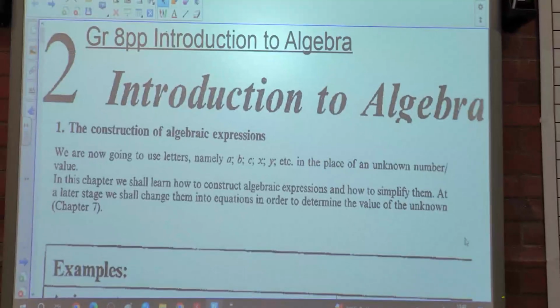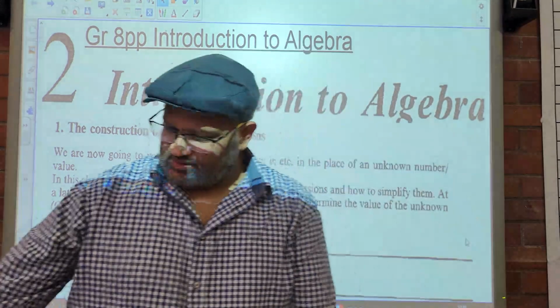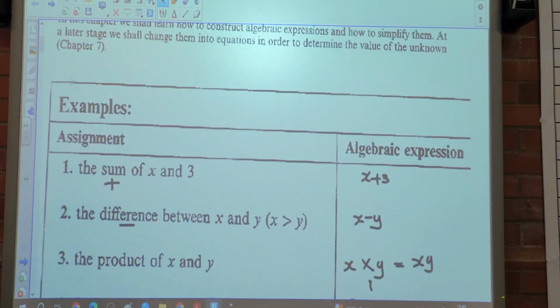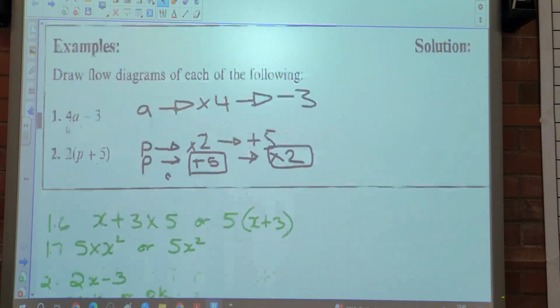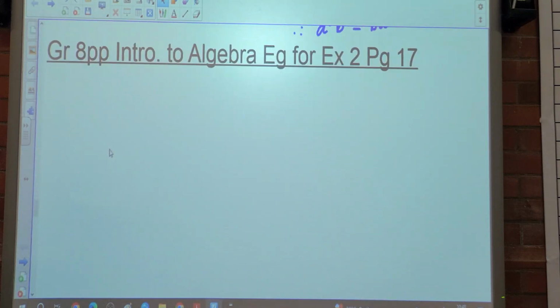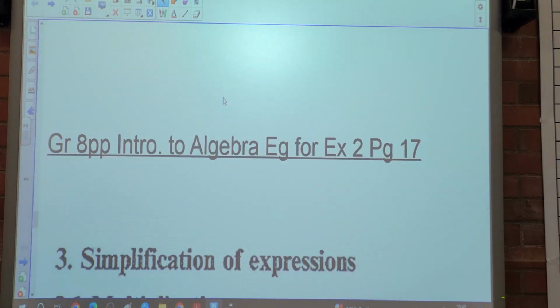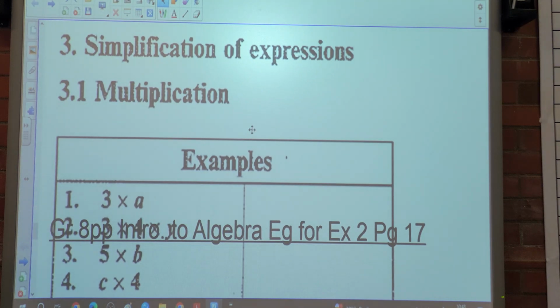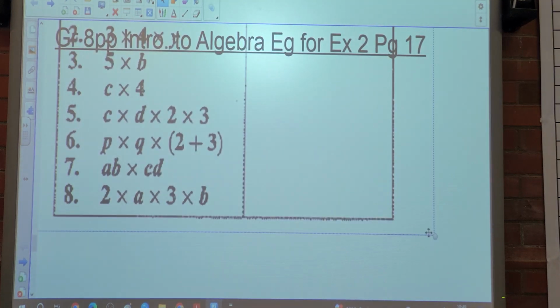Okay, good morning, class. So today we're looking at the introduction to algebra. Today we're going to look at the examples for exercise 3. And exercise 3 is on page 18. So today's heading is simplification of expressions.